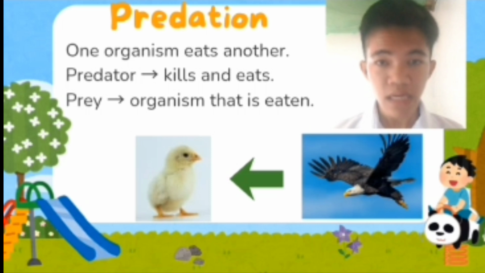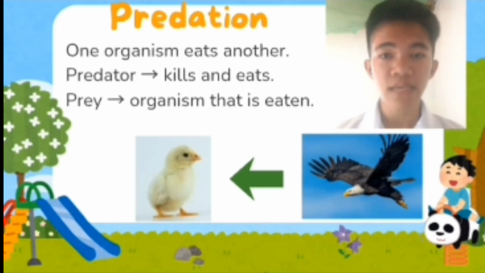So in here, one eats the other, and one animal kills and eats another. So, for example, a snake eating chicks. The snake in here is the predator or the eater, and the chicks in here are the prey, or the one that is eaten.